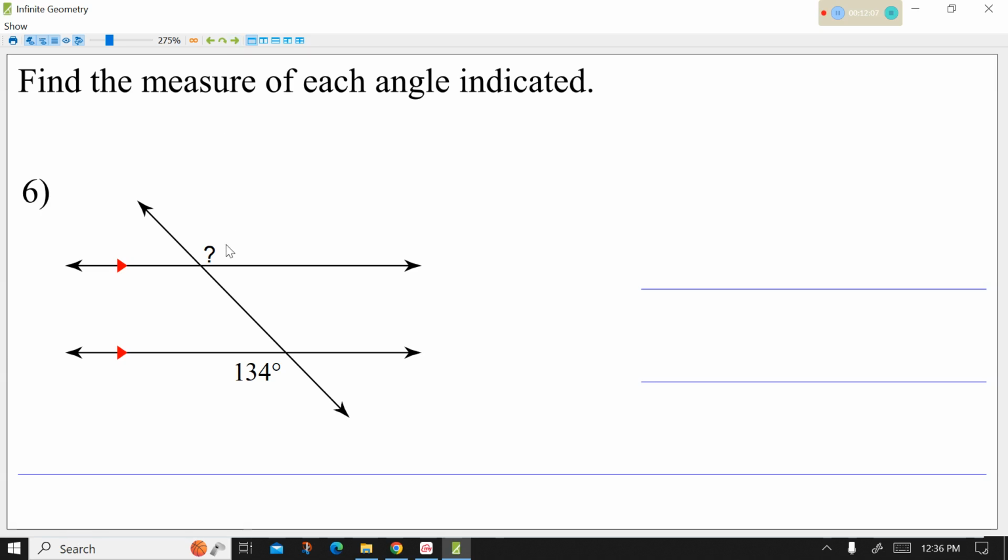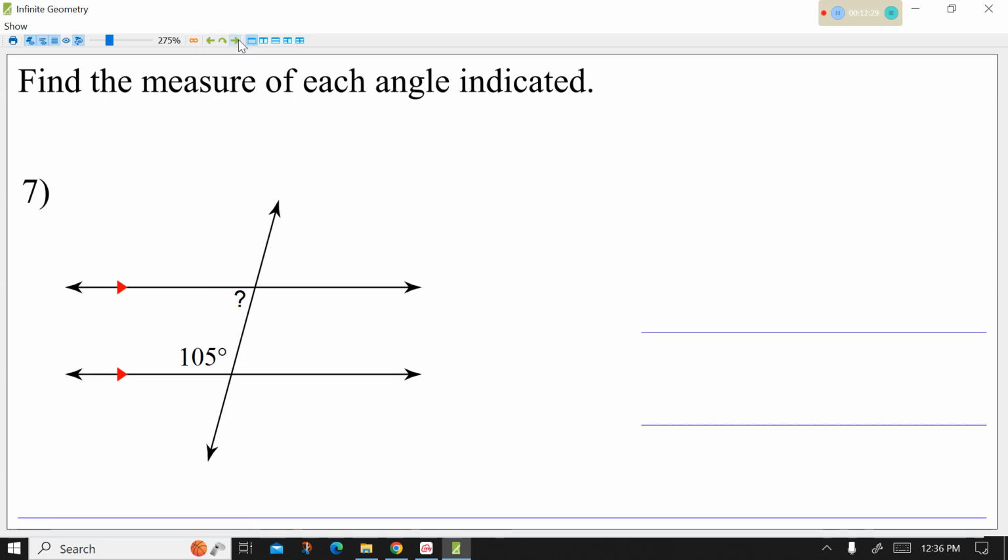Okay, for number 5, we're looking at these alternate exterior angles. Neither of these angles is in between the parallel lines. They're both outside of the parallel lines. So we call those exterior, and they're on alternate sides of this transversal line. So we call them alternate exterior angles. All right, so the answer here would have just been 134.